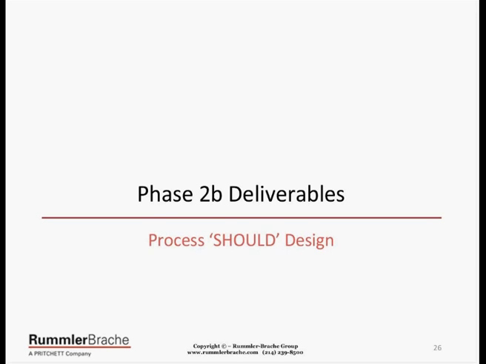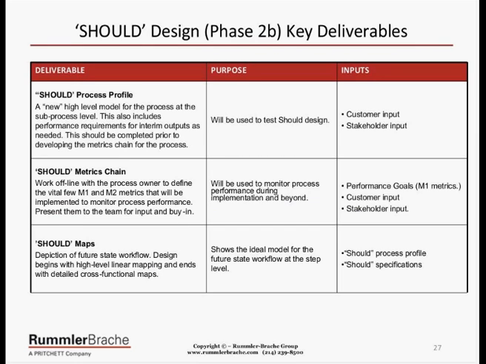Now we get to should. So we know what we don't want to do. We know what we do want to do. We know the scope of the process. We know the current workflow. We need to have a few things. First, we're going to revisit our process profile and make sure it's still valid. We're going to build a metrics chain so that we can manage the process during implementation and beyond. During implementation is key because you want to troubleshoot the changes that you're putting into place.